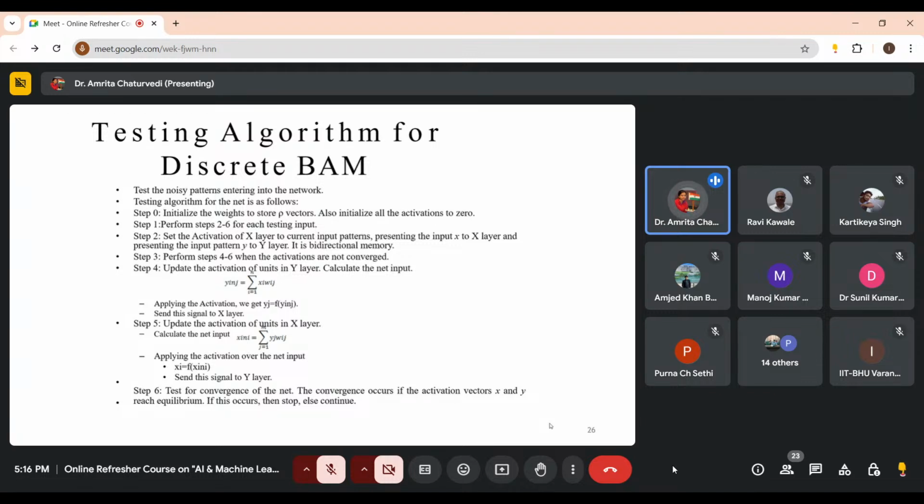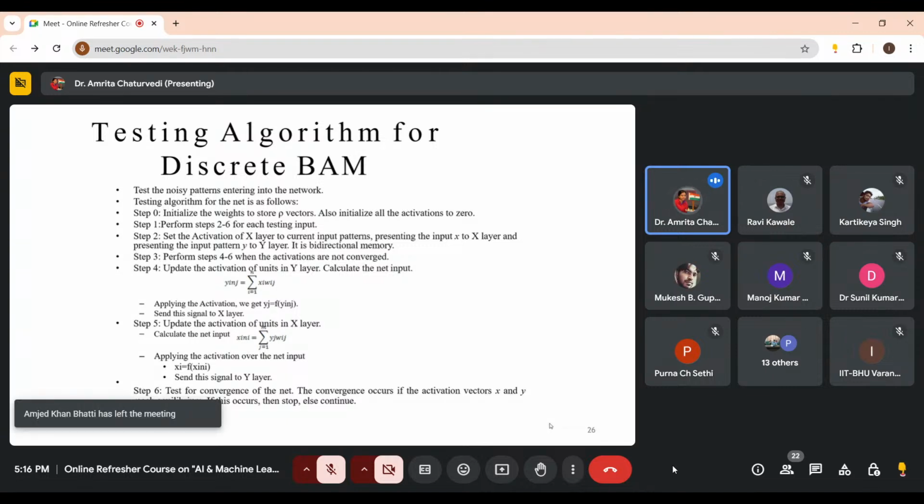So you update the activation of units in the Y layer. You simply multiply the input value with the weight vector. Then you apply the activation function over this. So you get Yj is equal to f of Yinj. Now you send the signal to the X layer, and here you update the activation units in the X layer. So Xin is equal to summation j is equal to 1 to m Yj Wij. Then you apply the activation function over the net input. So Xi is equal to f of Xin. Then you send this signal to the Y layer.